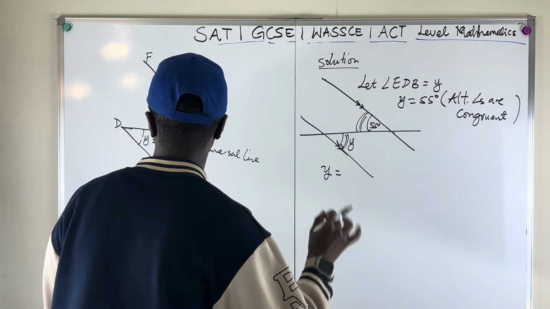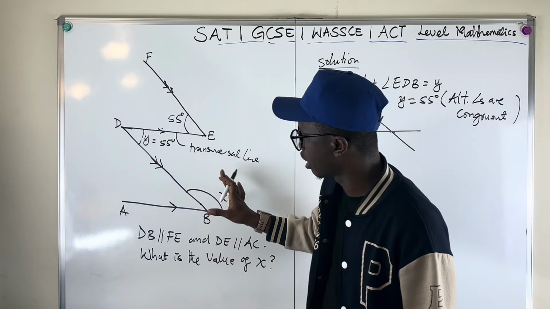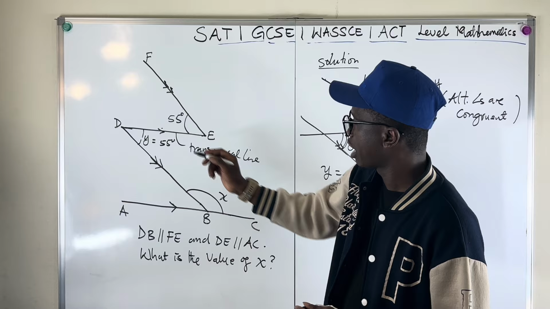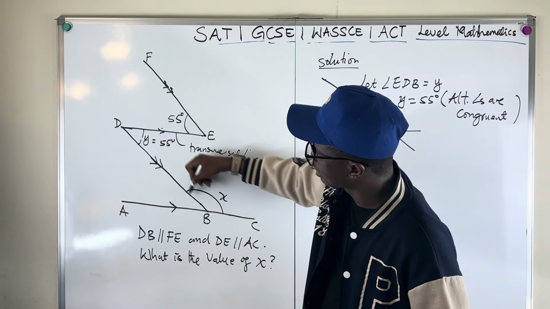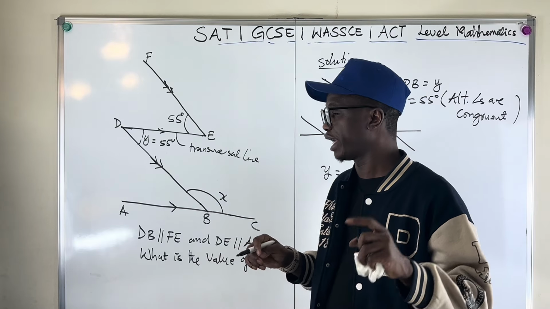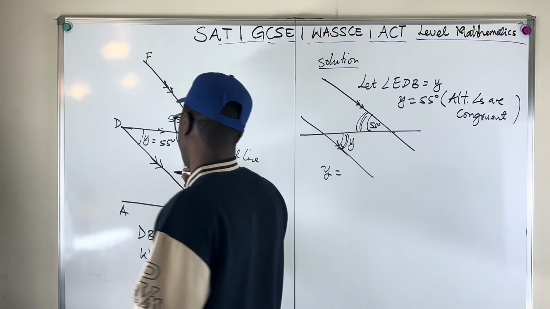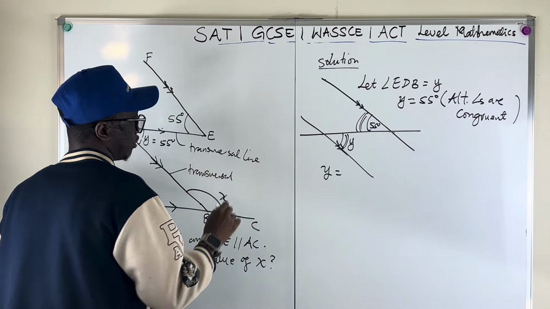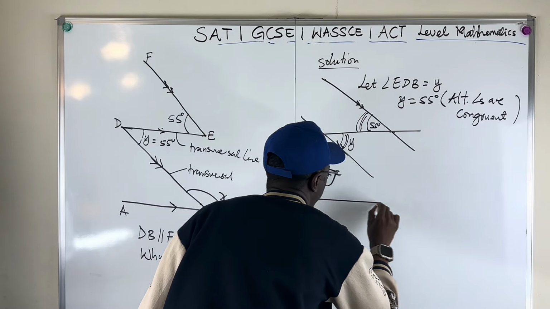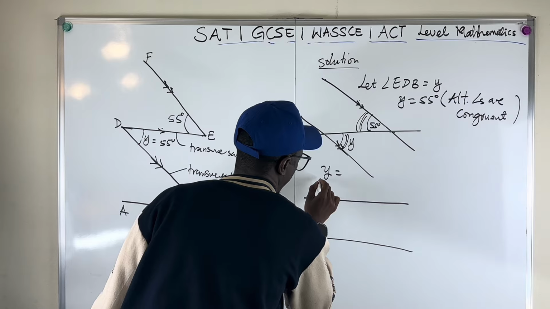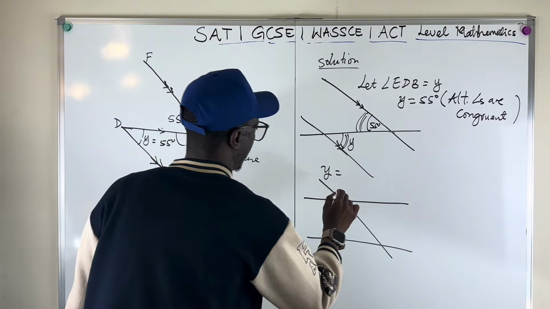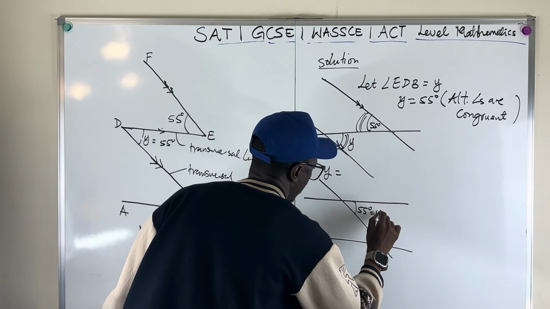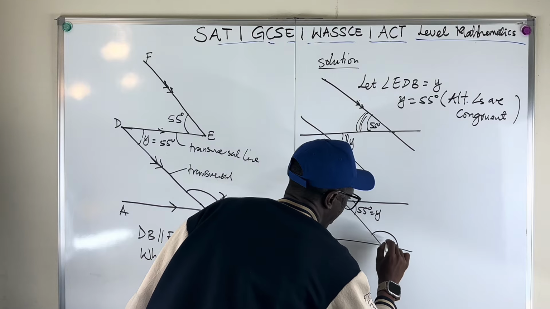Now, once that is done, you have to focus now. Let's forget about this one. Let's focus now on these three lines. Now, if this and this are parallel, then this line, which was a parallel line, now serves as the transversal line. So you have something like this. You already have this one as 55, which was the Y. Now we need this X.